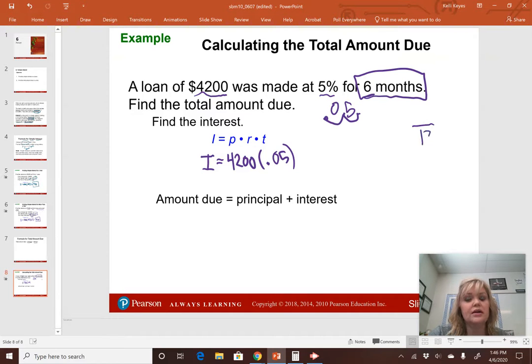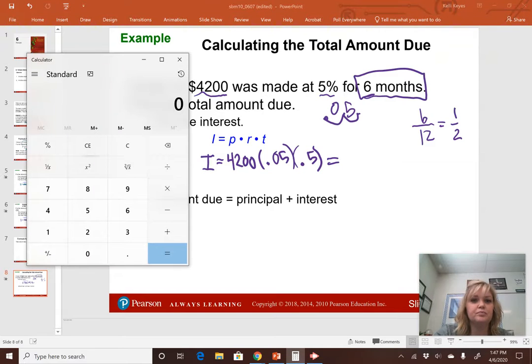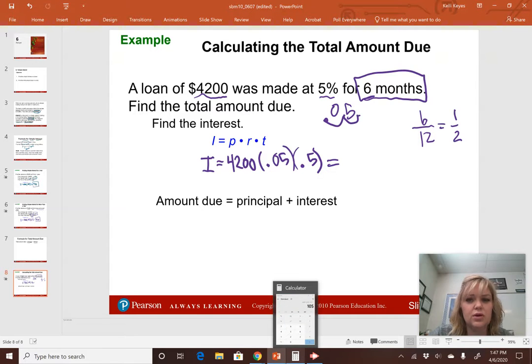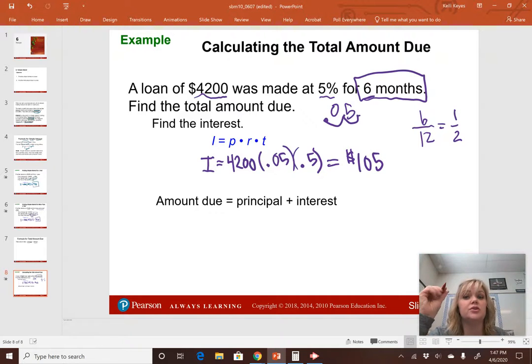So you need to find what fraction 6 months is of a year. 12 months is a year, so what's 6 out of 12? That's going to be half a year, right? So I can put 1/2 here, or I'm just going to put the decimal since this one is a decimal. Then I multiply those values: 4,200 times 0.05 times 0.5. So the interest for just the 6 months at 5% is 105. If the question asks what the interest is, you would just say 105.